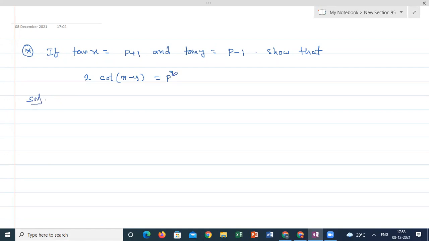If tan x is equal to p plus 1 and tan y is equal to p minus 1, then show that 2 times cot of x minus y is equal to p square.